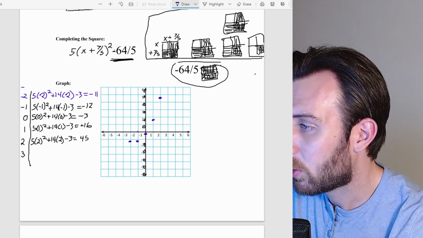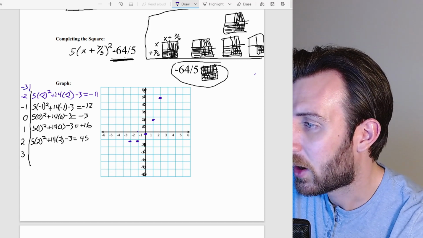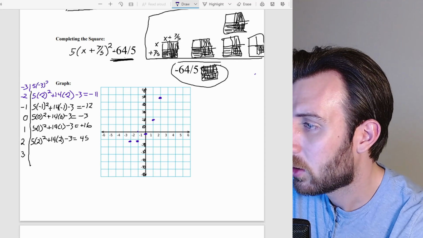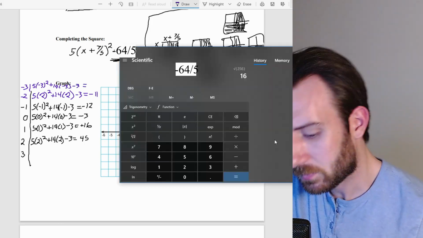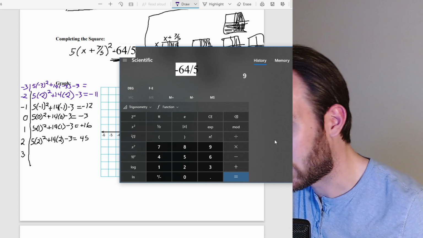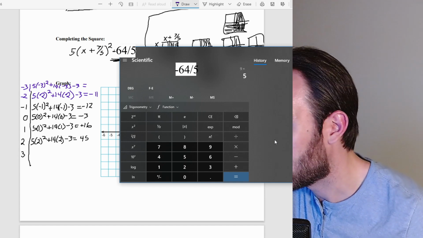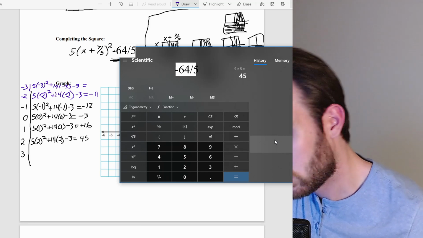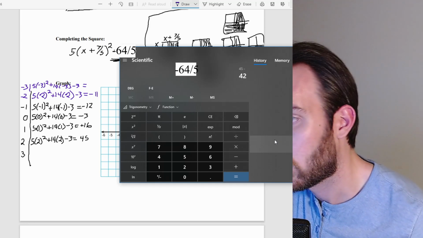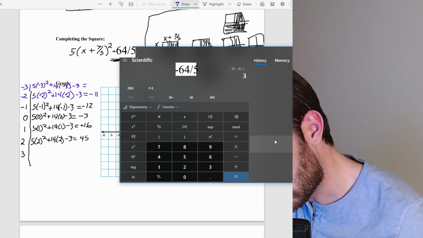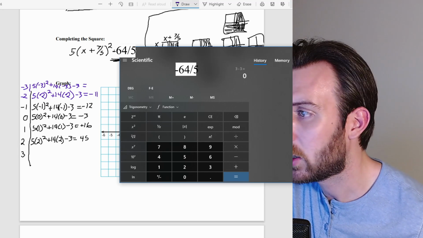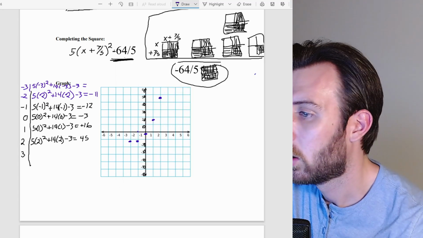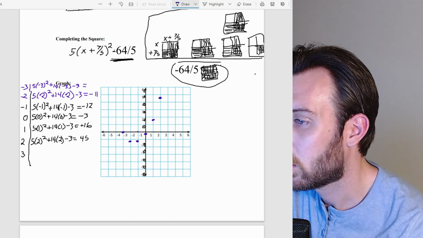And then I could do one for negative 3. Negative 3 would be 5 times negative 3 squared plus 14 times negative 3 minus 3, which would get us, let's see, negative 3 times negative 3 would be 9, times 5 would be 45, minus 42, and then minus 3 would be 0. Okay, it would be 0. Oh, well, that actually works out quite nicely.